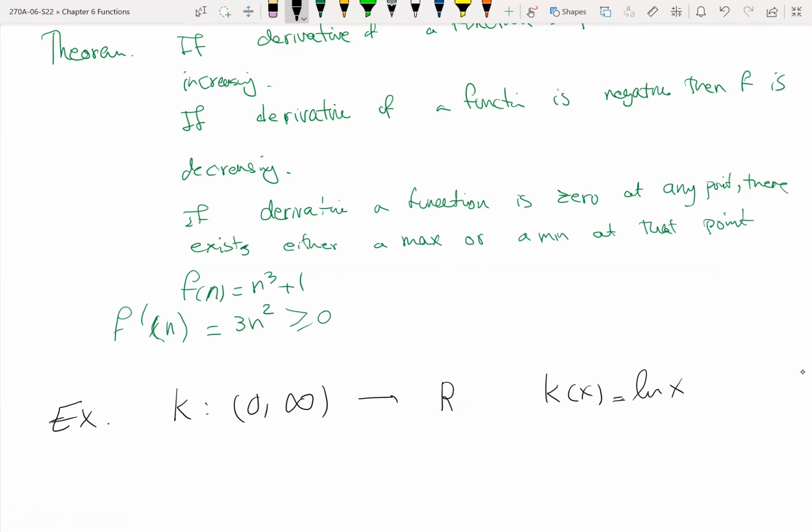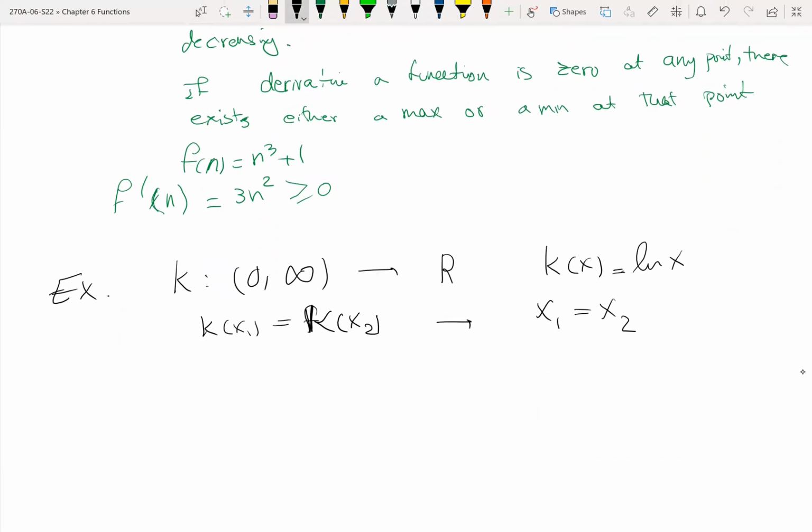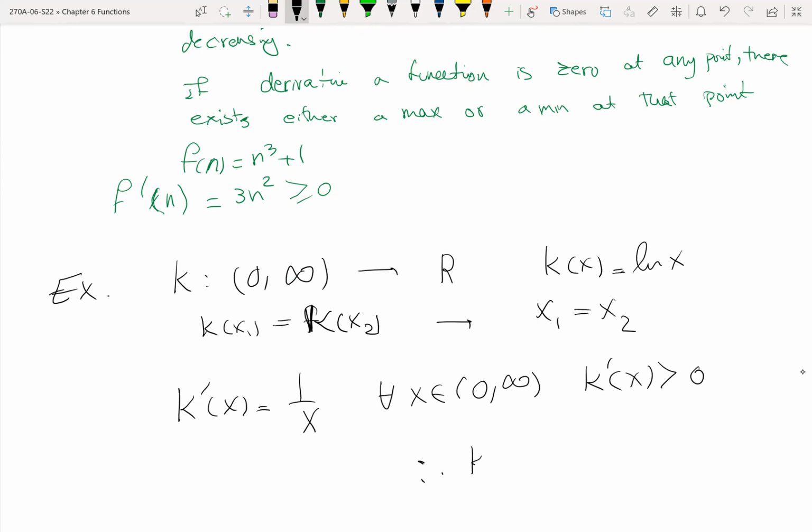So exactly this problem, I can go with the original definition: if the images are the same, then your inputs must be the same. What is the alternative way of doing it? An easier way: since this function is always defined for positive values, if I take the derivative of this function, which we all know, for all of the x's the derivative is always positive. That's enough to say this function is one-to-one.